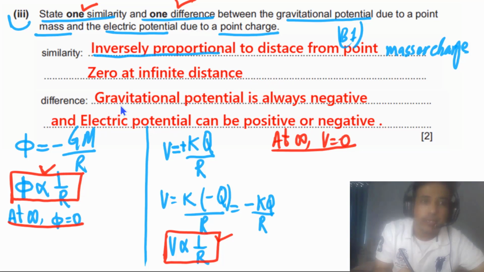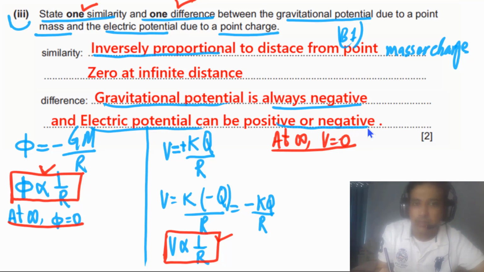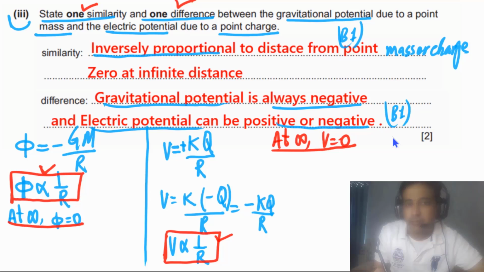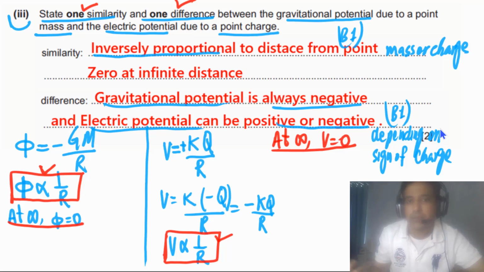1 mark. If you have written gravitational potential is always negative and electric potential can be positive or negative, you will also get 1 mark, but you have to write down these 2 points. It can be positive or negative depending on sign of charge. So you need to understand when it can be positive and when it can be negative, depending on sign of charge. If you write down these points, you will get 2 marks.